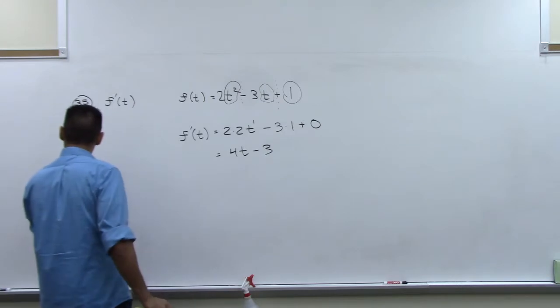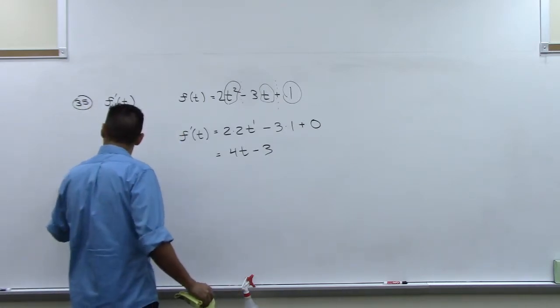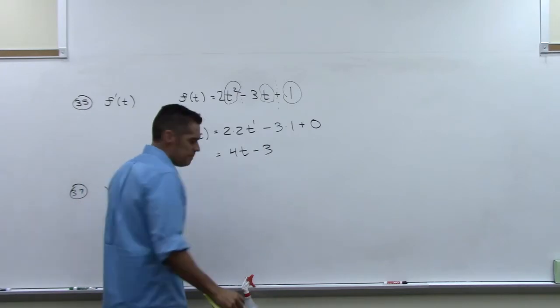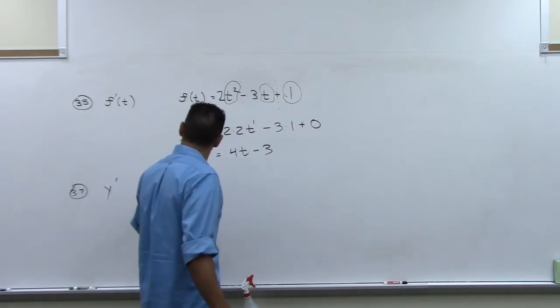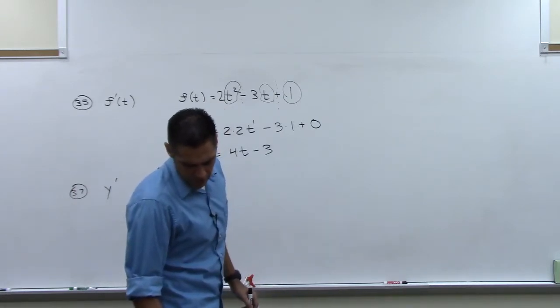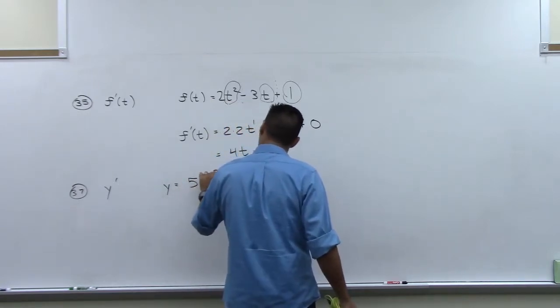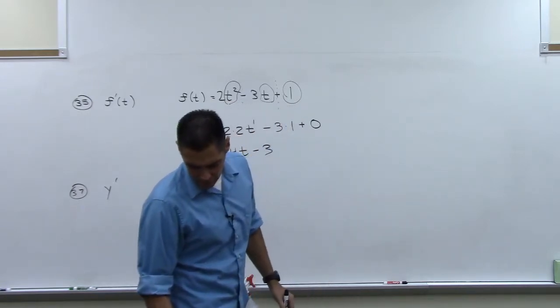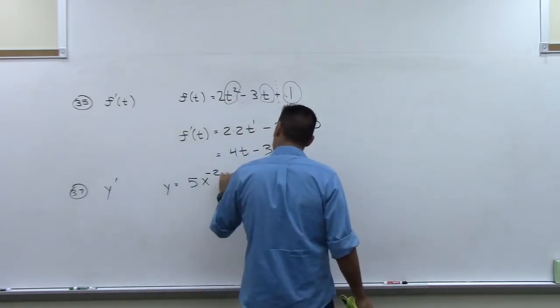All right, let's do number 30. What are we doing? 37. So we want to find y prime, and they give us that y equals 5x to the negative 2 plus 9x to the negative 1.